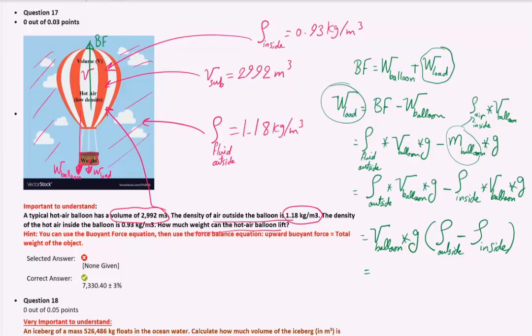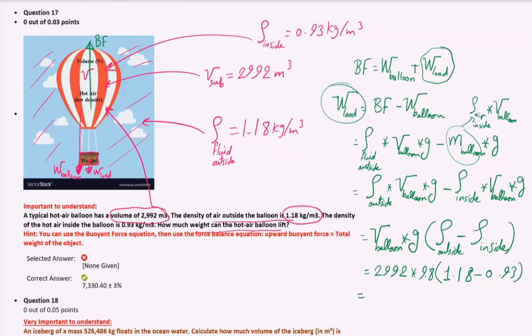So what's the volume of the balloon? It's 2992 cubic meter times G, which is 9.8, times the difference in densities. The density outside is 1.18 minus the density inside 0.93. It will be very easy to find the answer.